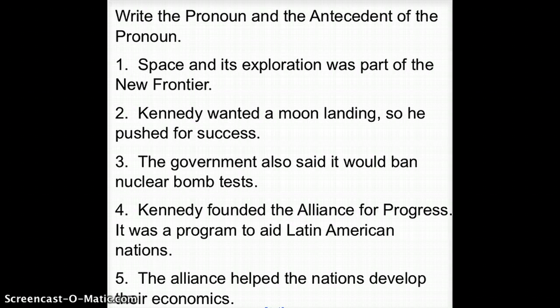Number 3, the government also said it would ban nuclear bomb tests. So where is the pronoun? And then what is its antecedent? Number 4, Kennedy founded the Alliance for Progress. It was a program to aid Latin American nations. What is the pronoun and what is its antecedent? And number 5, the Alliance helped the nations develop their economies. Find the pronoun, find the antecedent. If you need to pause, because the next screen is going to have the answers, please do so now.